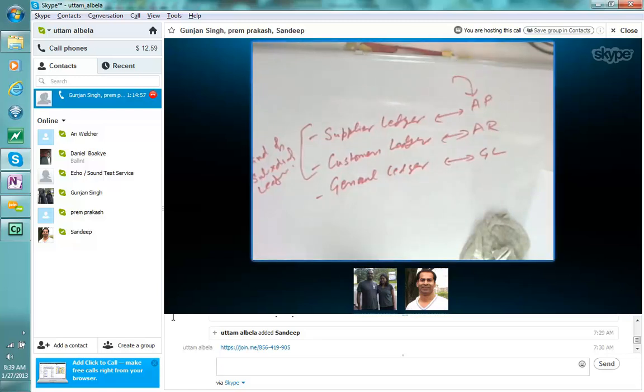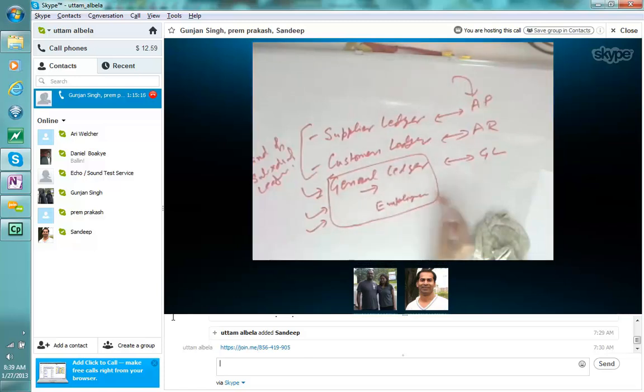General ledger can have many, like an employee ledger can be one of the subsidiary ledgers, and that will be part of the general ledger. And again, supplier and customer will also find a control account in the general ledger. So at the end of the day, everything is centered around general ledger, and the final trial balance you will have to take from the general ledger.